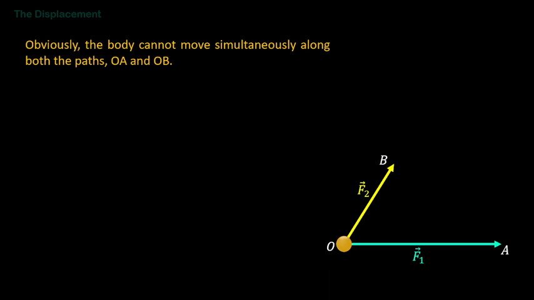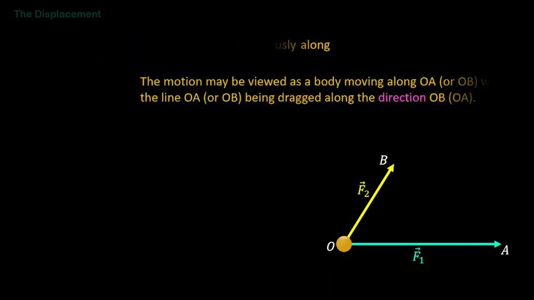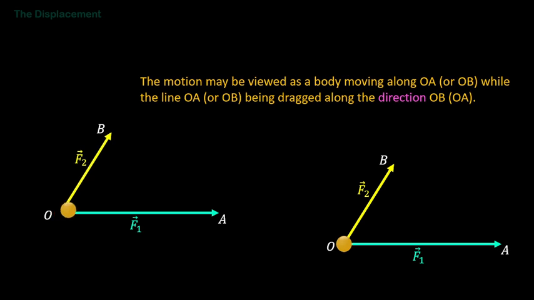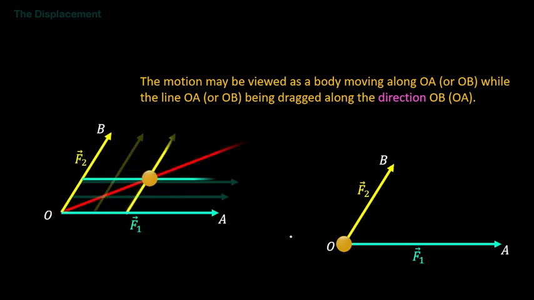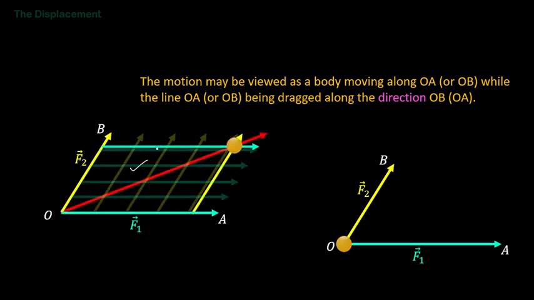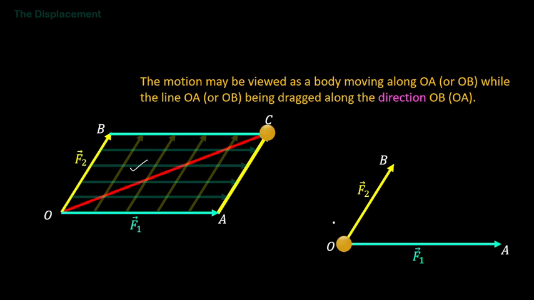Obviously, the body cannot move simultaneously along both the paths OA and OB. The motion may be viewed as a body moving along OA while the line OA is being dragged along the direction OB, as shown. We see that the line OA is being dragged along the direction OB while the body is moving along the line OA. Let's see it again.